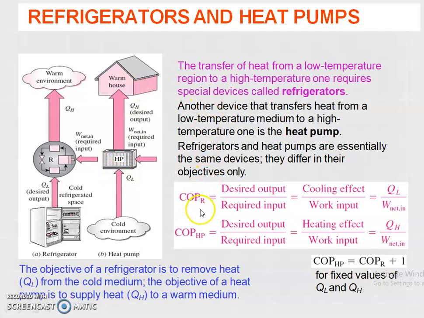The COP of the refrigerator is the desired output divided by the required input. The desired output is the cooling effect, and the required input is the work input. For the COP of the heat pump, the desired output is the heating effect, and the required input is the work input. Finally we get the COP of the heat pump equal to the COP of the refrigerator plus 1, for fixed values of low and high temperature.